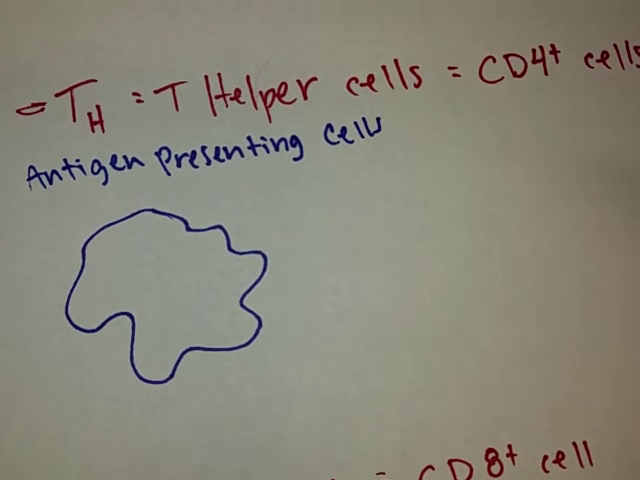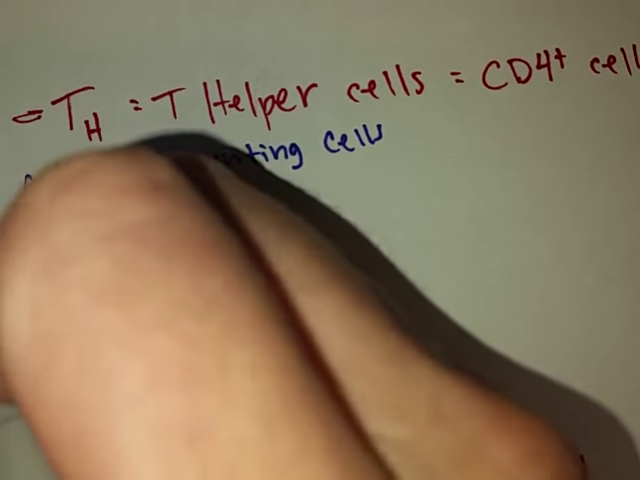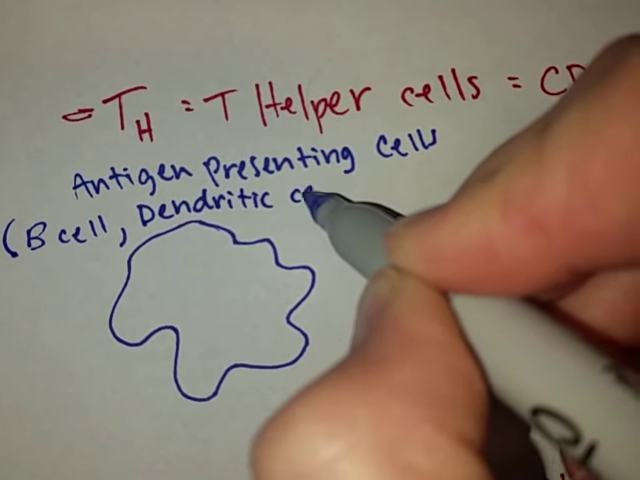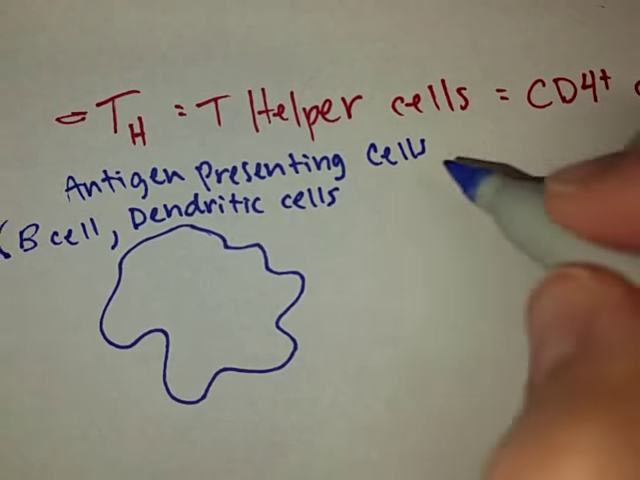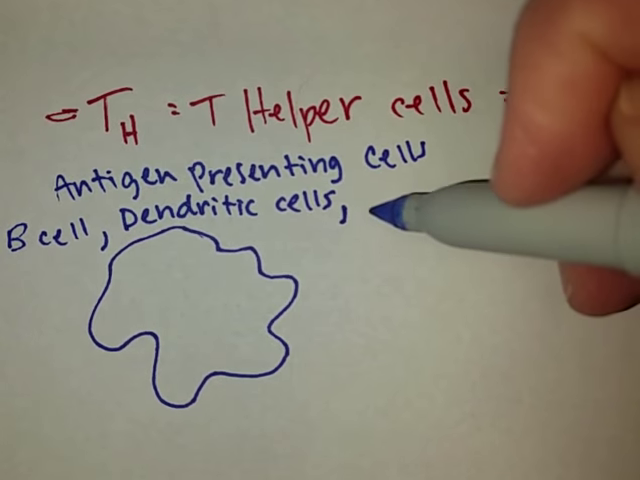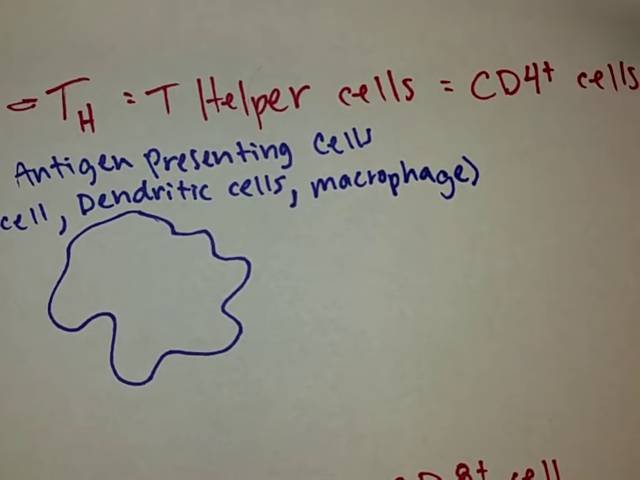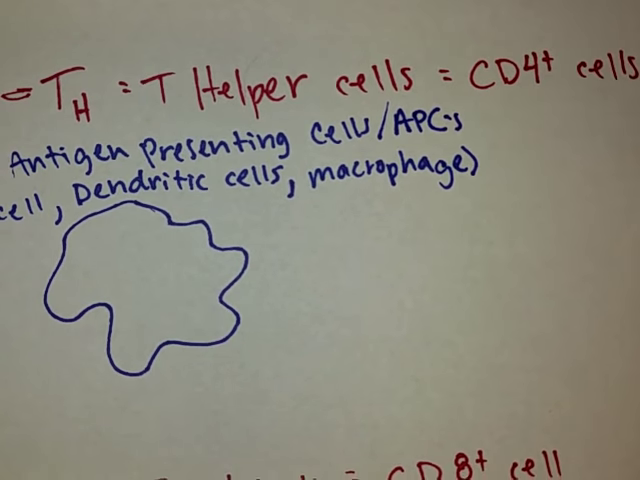So there are 3 antigen presenting cells that we'll talk about in this class. One is a B cell, which can be an antigen presenting cell. Another can be dendritic cells. Remember, we've talked about dendritic cells before, and about phagocytosis. And another type of antigen presenting cell in this class is the macrophage. These antigen presenting cells are also called APCs for short.